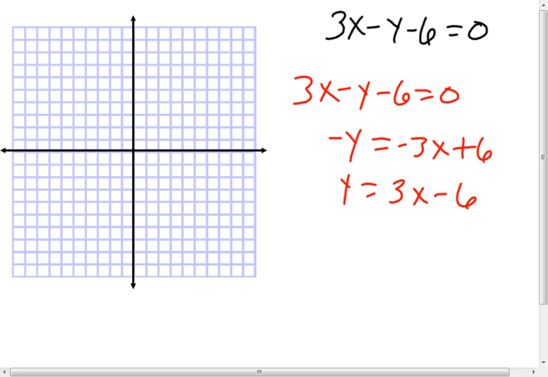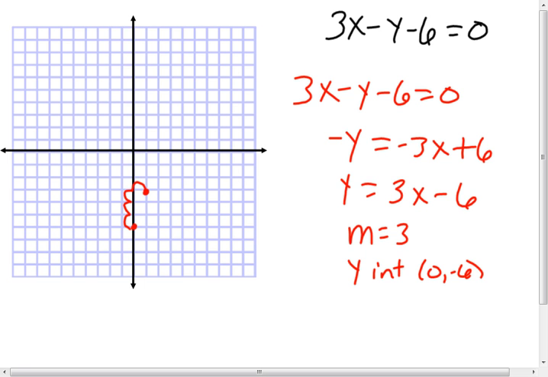Now, when it's in this y equals mx plus b form, the slope, m, is 3, and the y-intercept is 0, negative 6. Same point we had earlier. So we go to that point first, 0, negative 6, and we do a positive 3 slope, which means we go 3 units up and 1 unit to the right. So 1 unit, 2 units, 3 units up, and then 1 unit to the right.